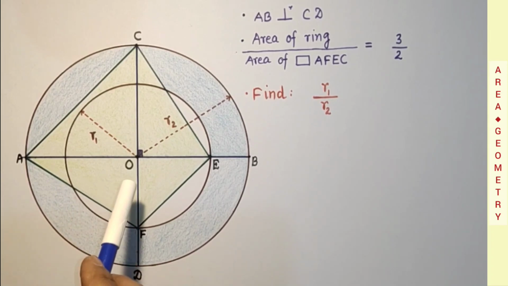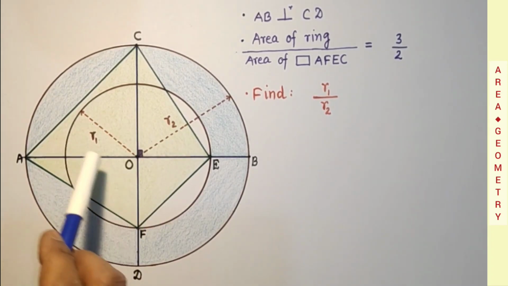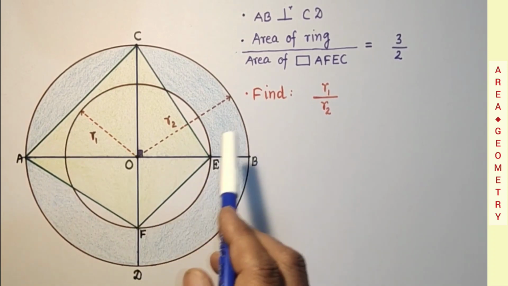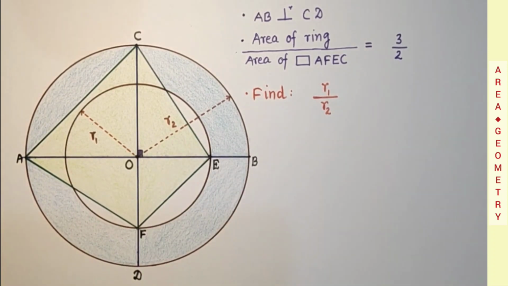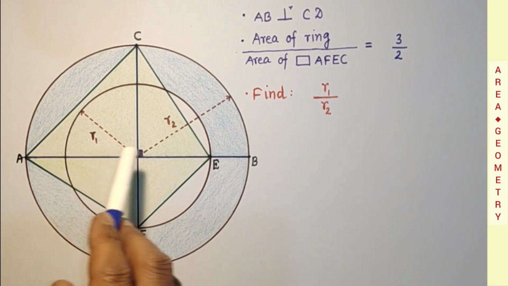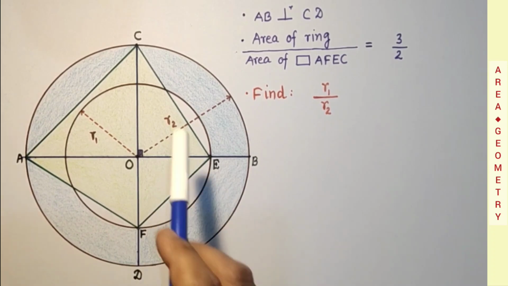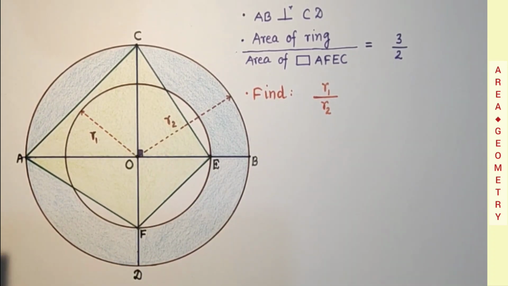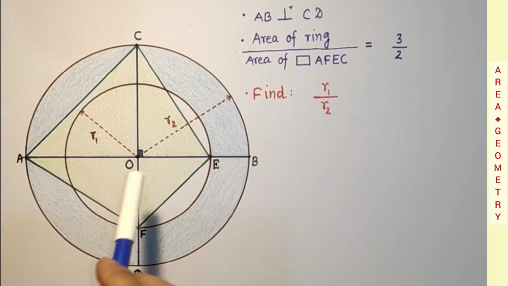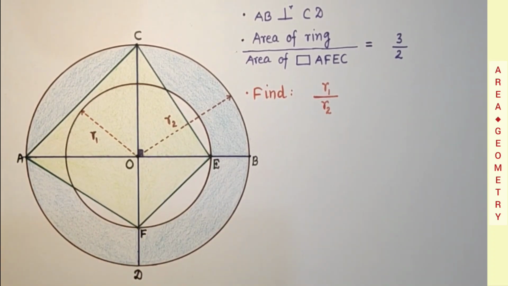The radius of this smaller circle is given as R1 and the bigger circle's radius is R2. We have to find the ratio between the two radii. We have a quadrilateral AFEC and we are given that the ratio between the ring and the quadrilateral is 3:2. After that we have to find the ratio between the radii, smaller radius to the bigger radius. We can use pi as 22/7.